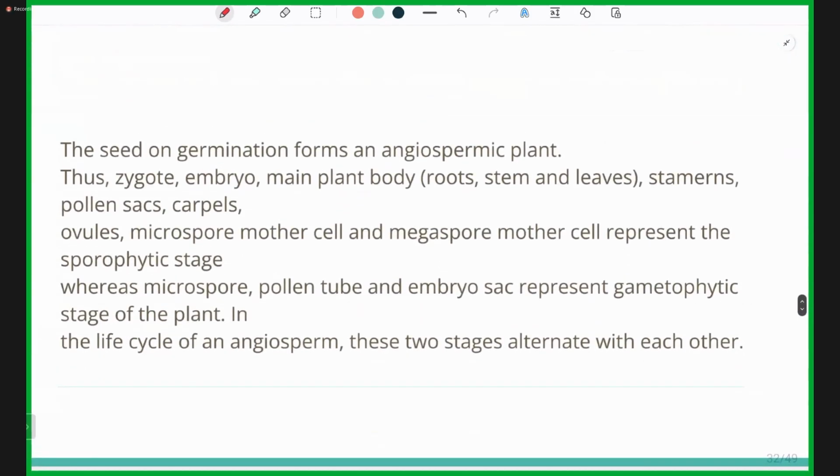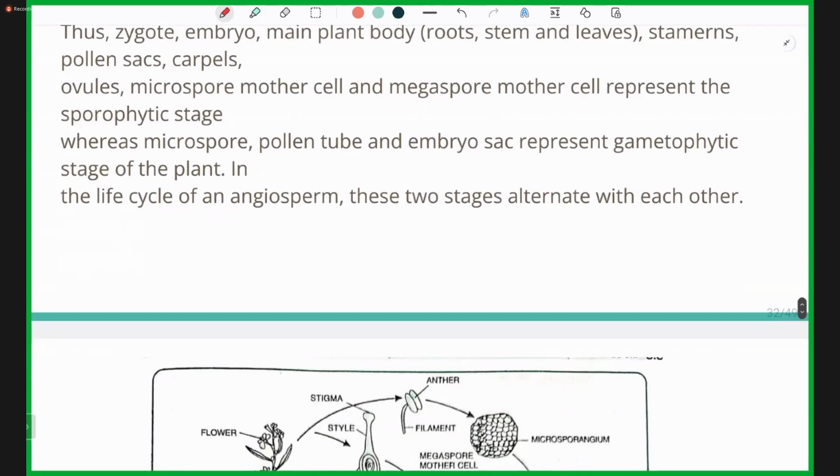Now this seed on germination will form an angiospermic plant. The zygote, embryo, main plant body, stamen, pollen sac, carpel, ovules, microspore mother cell, and megaspore mother cell all represent the sporophytic state because they all have a 2N or diploid chromosomal set. But the microspores, pollen tube, and the embryo sac represent the gametophytic state. And we can see how the gametophytic state is reduced to only a number of cells and not more than that. And this represents the whole life cycle.